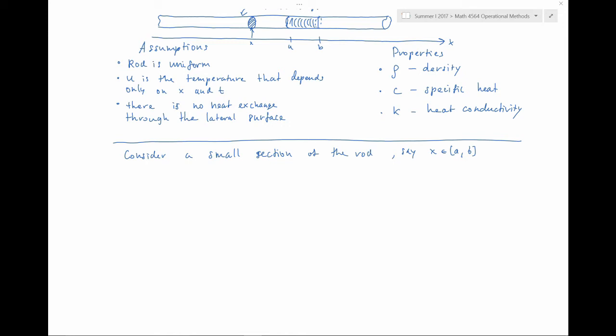Because there is no heat exchange through the lateral surface, the heat can only come in from the left or from the right. From the physical principles, we can say that the heat energy accumulated in this thin portion of the rod is going to be the integral of the temperature multiplied by the specific heat, by the density, by the cross-sectional area, integrated with respect to x. And by the principle of conservation of energy, the rate of change of the thermal energy is the rate at which the energy flows into this little section of the rod minus the rate at which the heat leaves that portion.